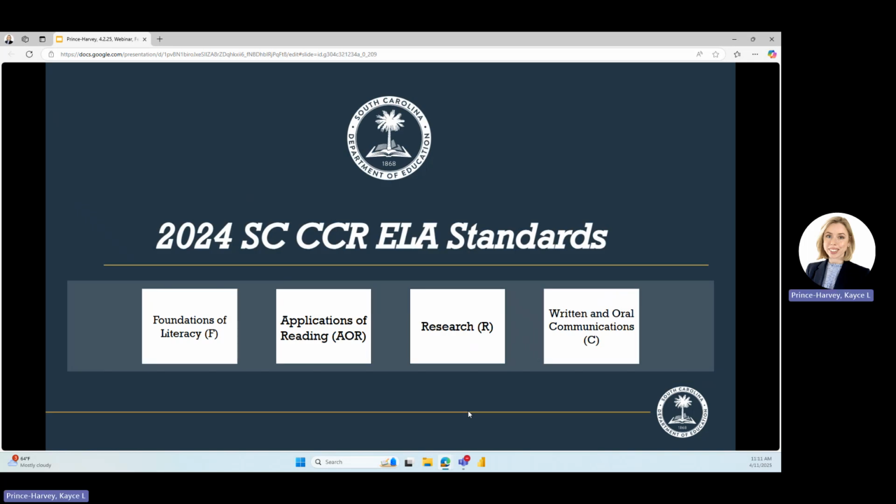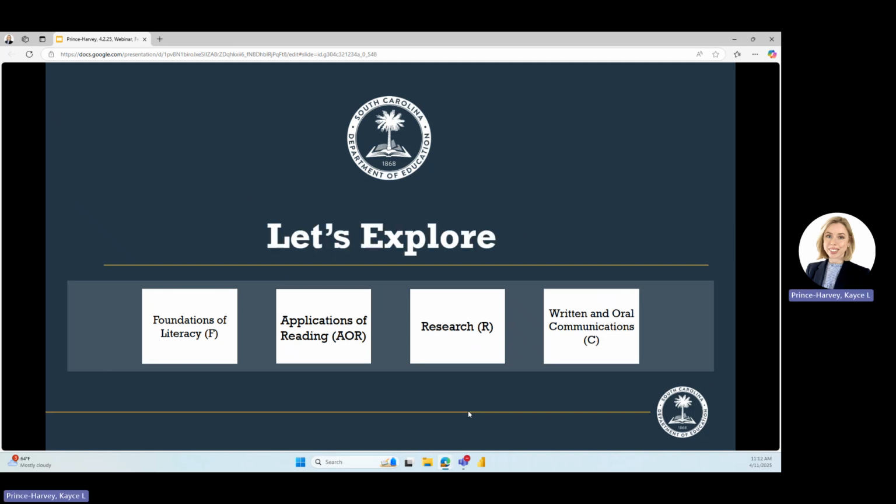Additionally, feedback is interwoven throughout the new ELA standards. So our 2024 ELA standards, we see here our 4 strands: foundations of literacy, applications of reading, research, and written and oral communications. And you're going to have a chance to explore some of the ways in which feedback appears or is supported for learning within those ELA standards.